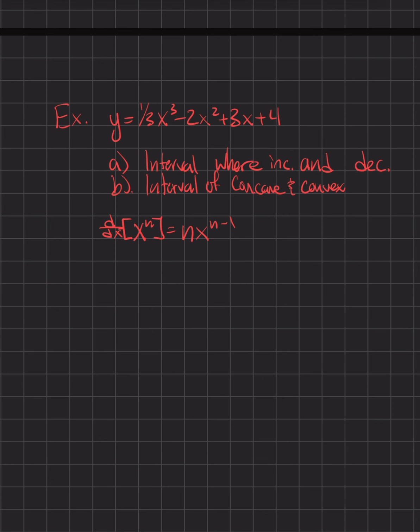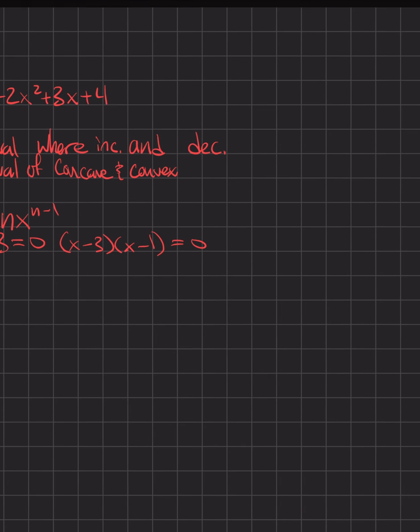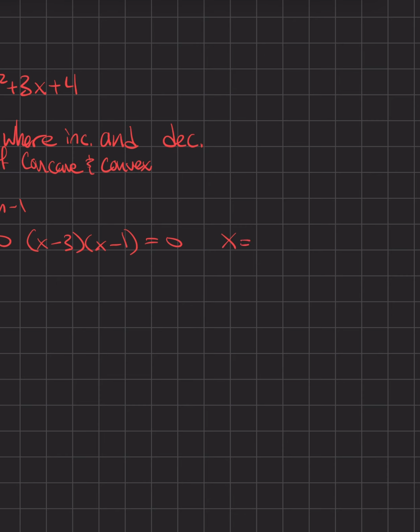So if we take the derivative of the function, we're going to end up with x squared minus 4x plus 3, right? And then what we're going to do afterwards is set this equal to 0. Then we can see, can we factor this? From what it looks like here, we are able to factor it. So we get x minus 3, x minus 1 as factors. And if we solve for it, what sets this equal to 0 is 3 and 1, right? Those are going to be important.